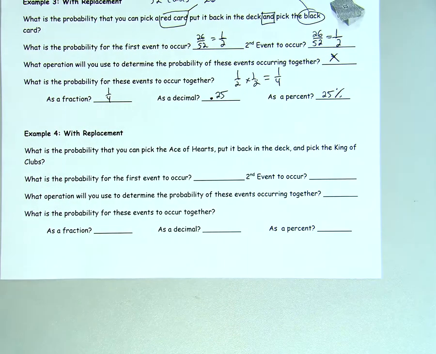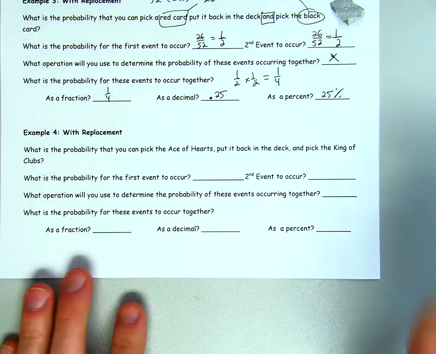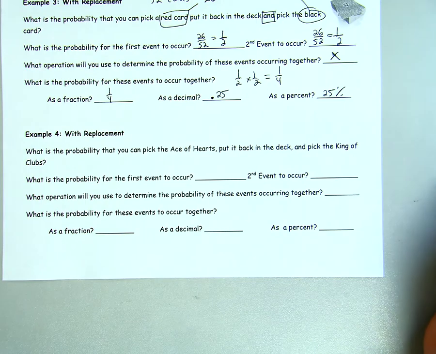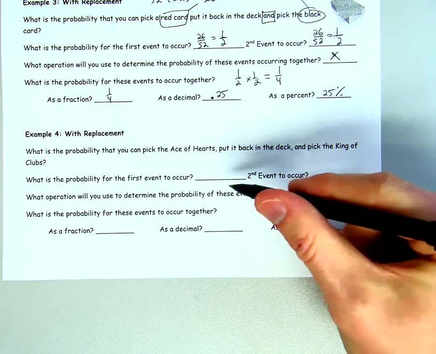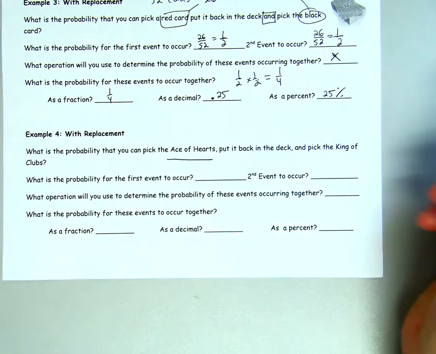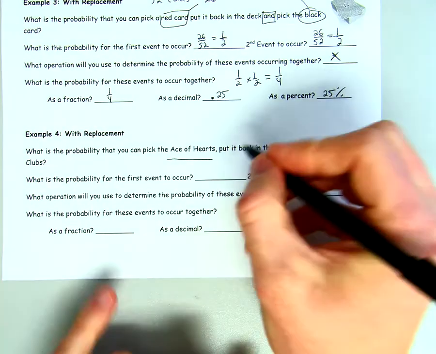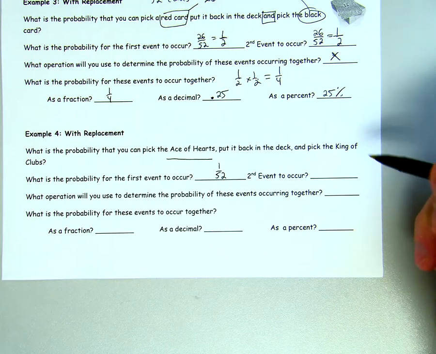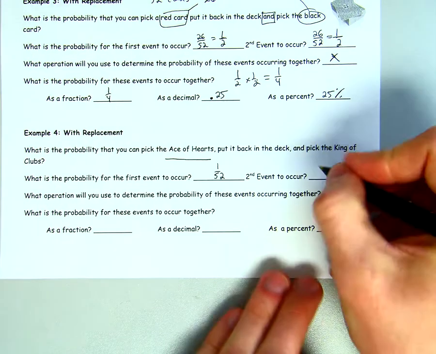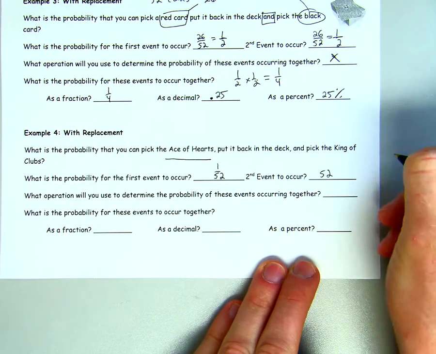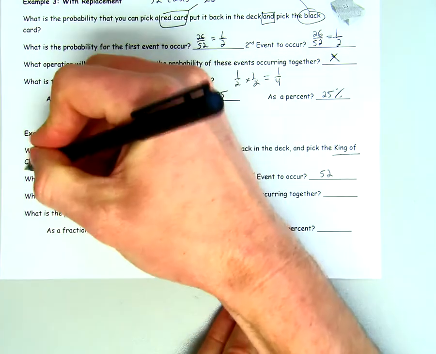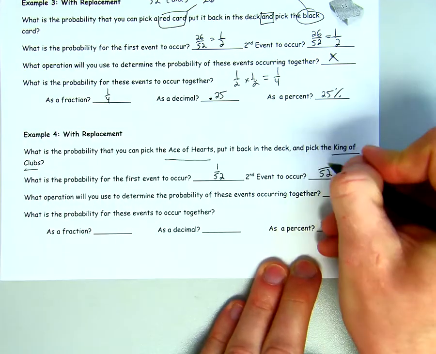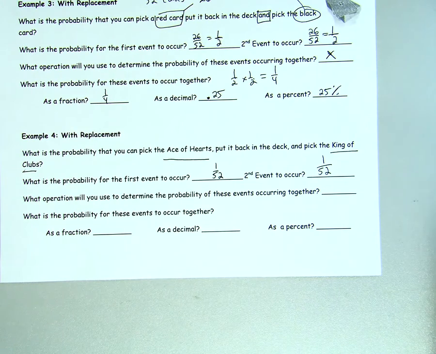Example number 4, what is the probability you can pick the ace of hearts, put it back in the deck, and pick the king of clubs? Okay. So for this one, again, it's 52 cards. For the first event to occur, my ace of hearts, there is only one ace of hearts in that deck of cards, so it is 1 out of 52. I'm going to go ahead and put that ace of hearts back, which means my second event is going to occur out of 52 cards, and then there is only one king of clubs. So again, that probability is also 1 out of 52.